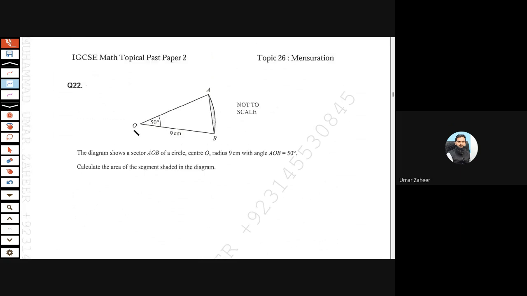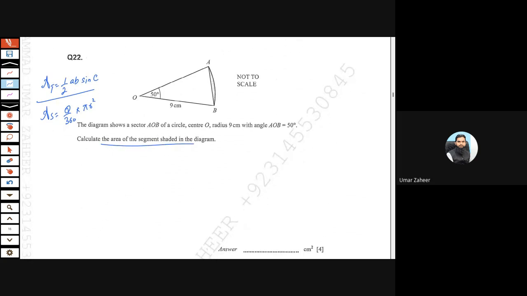Yes, what is the formula to find the area of a triangle? 1 by 2, the product of two sides into sine of their included angle. And the area of a sector is equal to angle divided by 360 into pi r square. Yes, please do it and tell me the final answer. Question number 22.